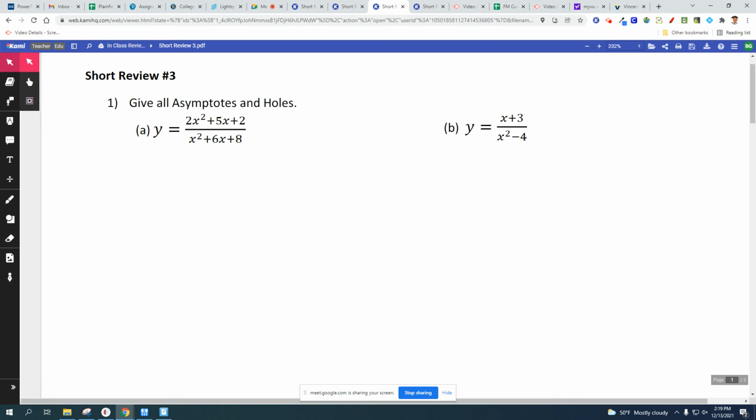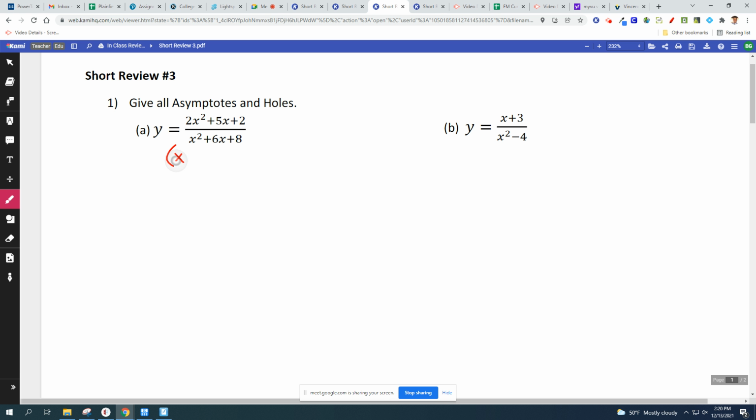Number one, give all asymptotes and holes. This is something that I would definitely add on my index card here. The rules are from the chapter where we graphed polynomials, so you might want to go back and check that little box with the rules. But asymptotes and holes: the vertical asymptotes have to do with where the denominator equals 0.